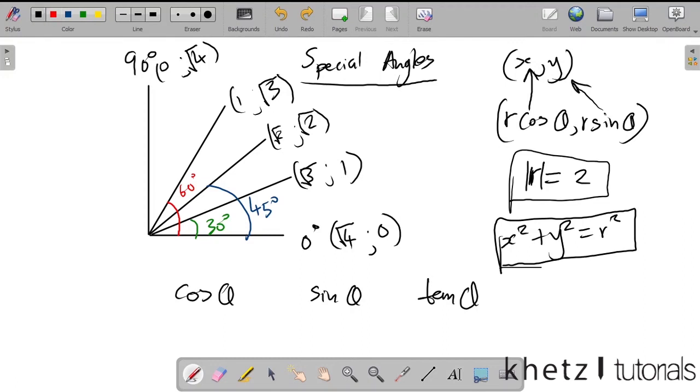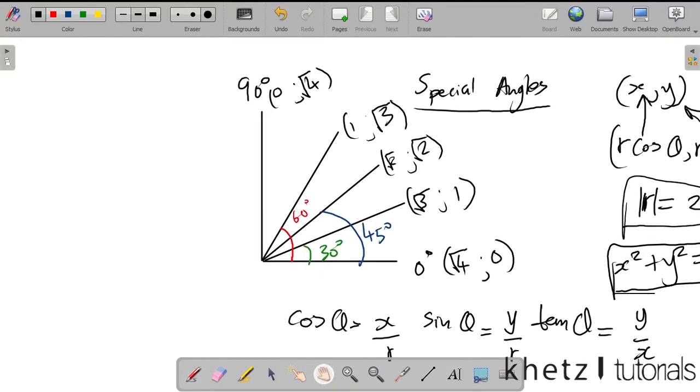So cosine of theta is equal to your x coordinate divided by r, and your sine of theta is equal to your y coordinate divided by r. And your tan theta is equal to your y coordinate divided by your x coordinate.